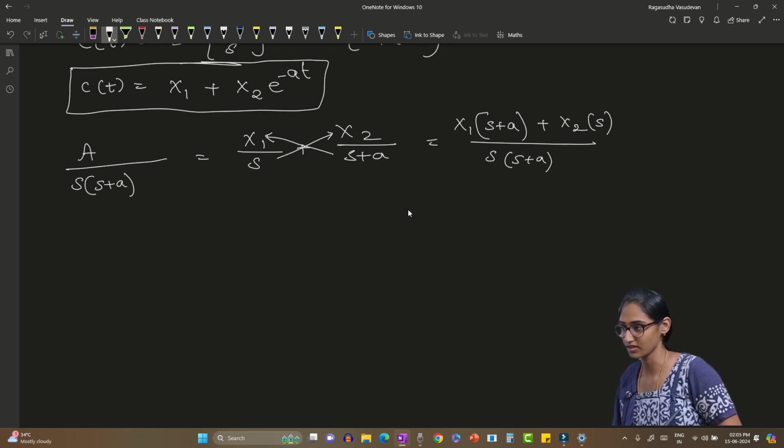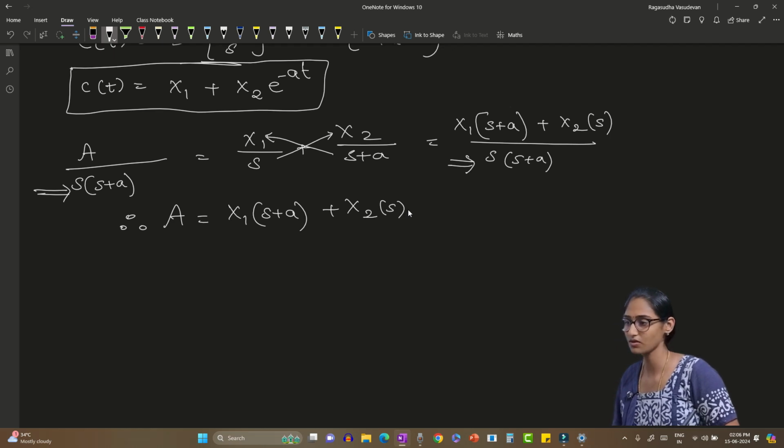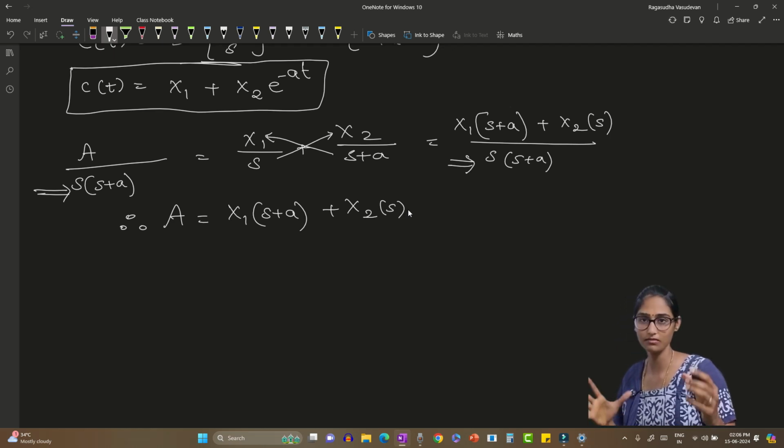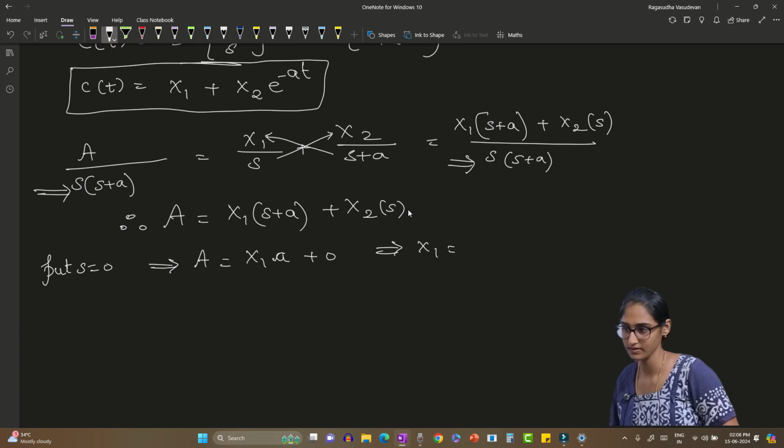Okay, so the denominator and this denominator is same, so therefore the numerator has got to be the same. So a is equal to x1 into s plus a plus x2 into s. The s term is a common term between these two things. So let's have s as 0 for now. Put s is equal to 0 on both sides. So you will be getting a is equal to x1 into small a, and this is 0. So what is the value of x1? Capital A divided by small a.